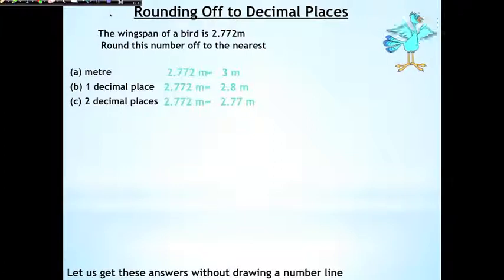Okay, so we've got an example here. It says the wingspan of a bird is 2.772 metres. Round this number off to the nearest metre, 1 decimal place and 2 decimal places. So you've got the answers here. Just a quick look at the answers. To the nearest metre, it's a whole number. To 1 decimal place, you've got 1 decimal place in your answer, and then to 2 decimal places, you only have 2 decimal places in the answer.